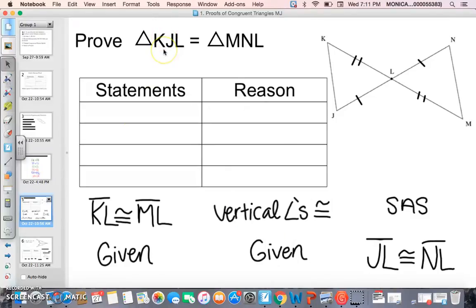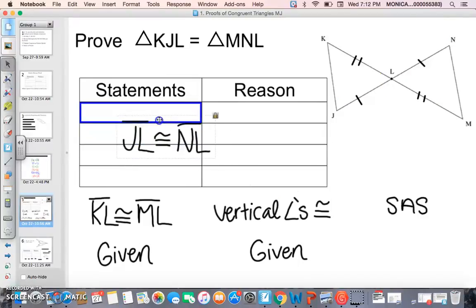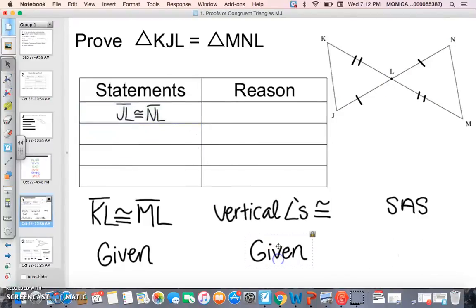All right, so let's do a proof. Let's get down to it. So we got to prove that this triangle is congruent to this triangle. And we do that by first stating what's given. Well, I see that JL and LN are going to be congruent line segments from the way that the drawing is. And I'm just going to call that my given. So my statement is that they're congruent. My reason is that was given information.